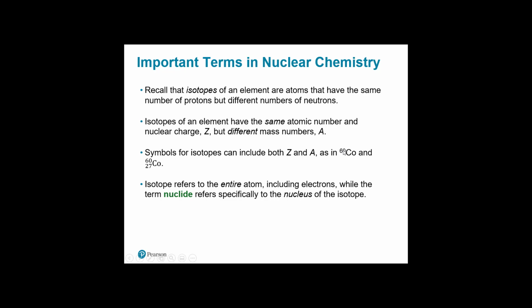You'll probably see this slide again, but we're going to do a little bit of review because you probably don't remember how this works. This is the mass number. This is the atomic number for cobalt. This is how you know you're dealing with isotopes. They look a little different because the mass number is included. Isotopes refer to the entire atom, including electrons, while the term nuclide refers specifically to the nucleus of the isotope. So these are some terms and a little bit of review.